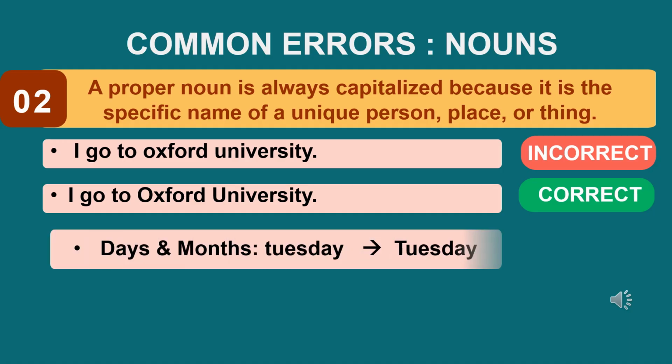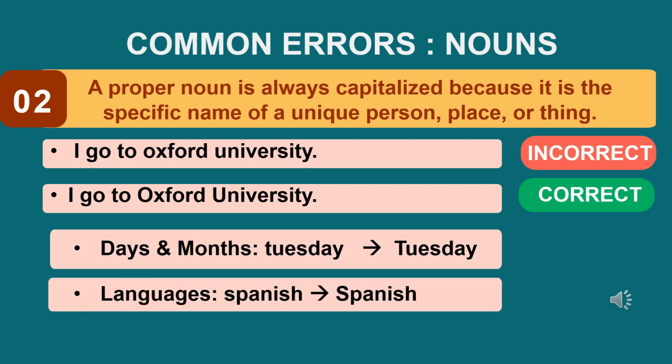More examples: days and months. Incorrect. I will see you on tuesday. Correct. I will see you on Tuesday. Languages. Incorrect. She speaks spanish. Correct. She speaks Spanish. Remember, always capitalize the specific names of people, places, institutions, days, months, and languages.